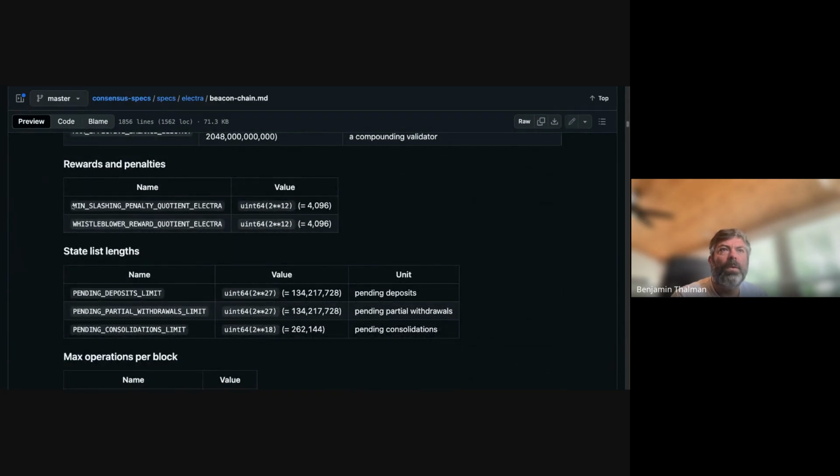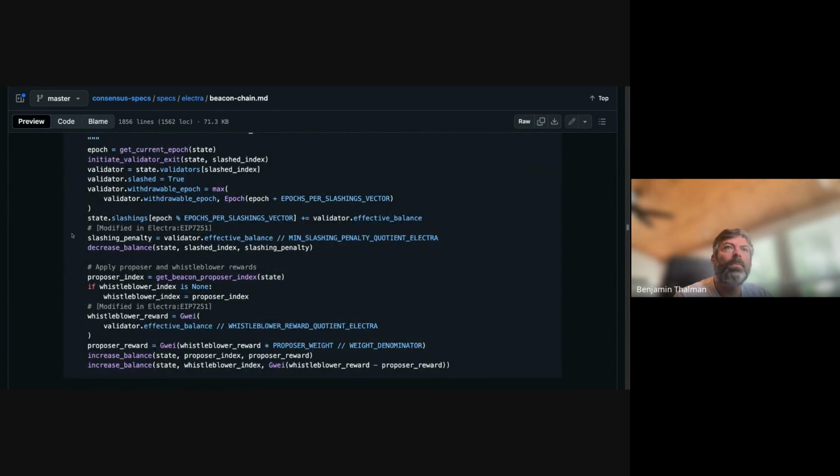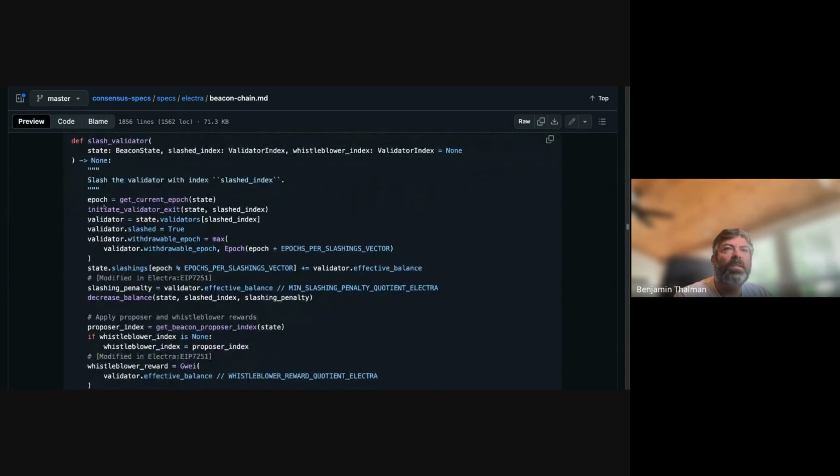Here it is. Min slashing penalty quotient Electra is 4,096. So if we look at that, we'll see the same function. And you can see everything else is the same. There's still initiate validator exit, still setting the withdrawable epoch. And then here's that same penalty. Same thing. Validator.effective balance, floor division, min slashing penalty quotient Electra. Now instead of 32, the quotient is 4,096.